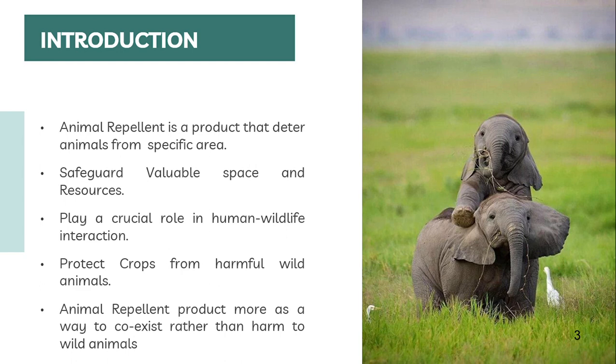So this is where we believe that our product would play a very great role, because our product will not be harming any lives. We will be scaring the animal away. When our product identifies the animal, it just scares the animal away. It does not give any physical damage to the animal. I believe that our product will play a crucial role in human wildlife interactions, protecting both human and wildlife. We can also protect our crops from these wild animals. This product is more of a way to coexistence rather than harm to wild animals.